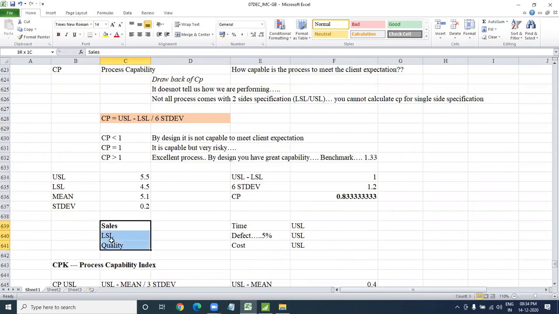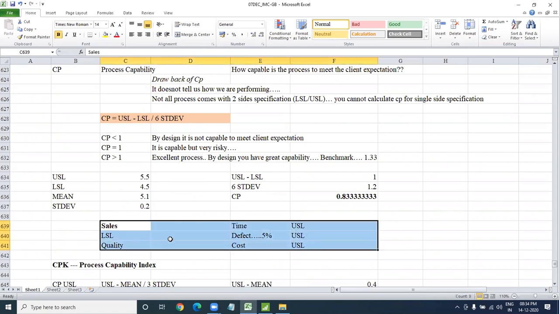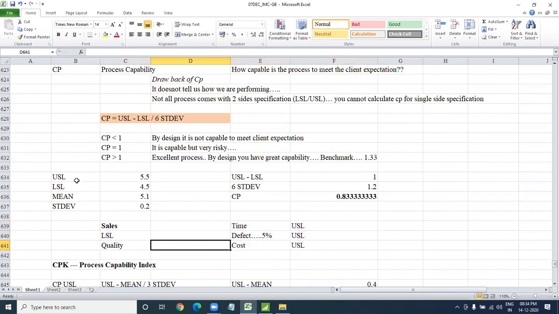You only get a minimum limit, so you can't calculate CP. Time related, cost related, you get a maximum limit. Well, you can't get a lower limit for this, so such metrics you can't calculate. Only when you make a product, when you have dimensions, that's when you generally get a two-side specification.